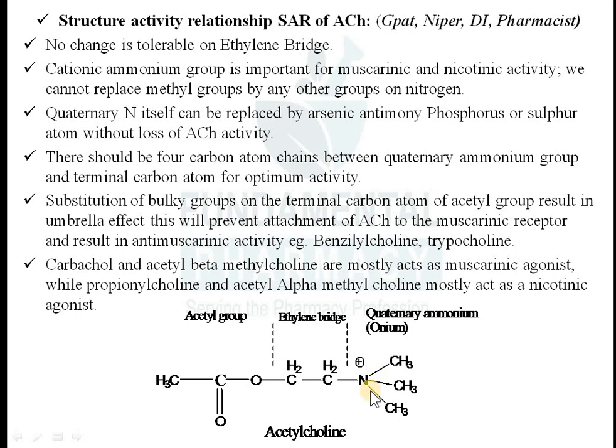हाँ, you can replace this nitrogen itself by using arsenic, antimony, phosphorus or sulfur compound. यहाँ पे phosphorus डाल सकते हो nitrogen की जगह, sulfur डाल सकते हो, या फिर आर्सेनिक डाल सकते हो. ठीक है, ये हो गया ये साइड का. अभी आते हैं ये साइड में.